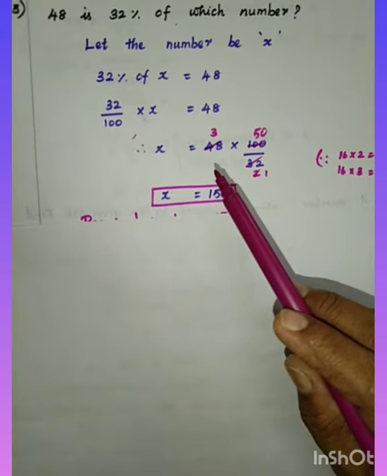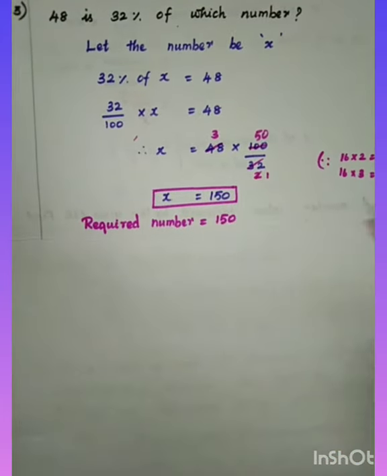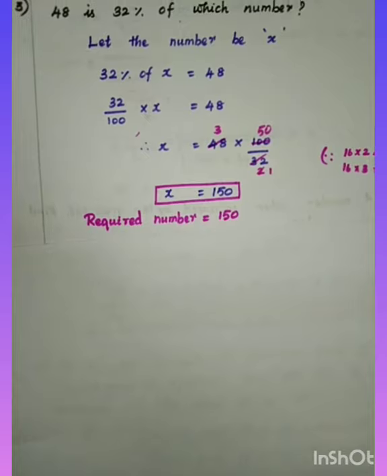Therefore 32% of 150 is 48. Therefore the required number is 150.